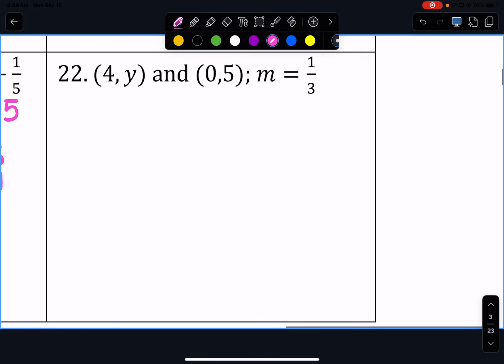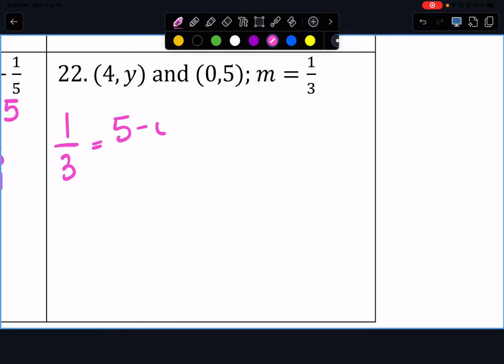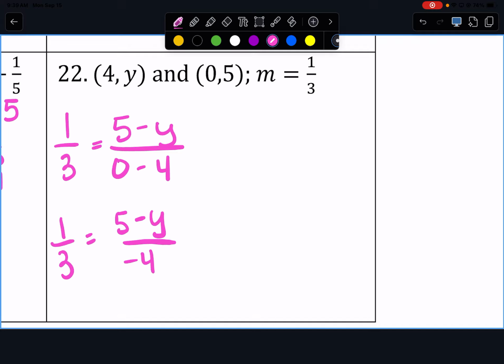And then 22. How do I set this up? 1/3 equals what? Okay, so I get 1/3 is equal to 5 minus y over negative 4. Okay, from here I cross multiply. What is 1 times negative 4? If I cross multiply again, I'll do 3 times 5, which is, and 3 times negative y, which is, yep. I just skipped the intermediate step there.